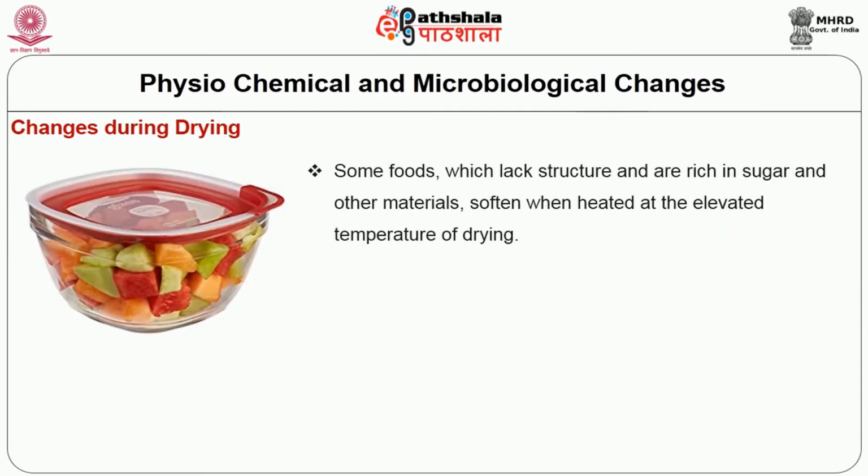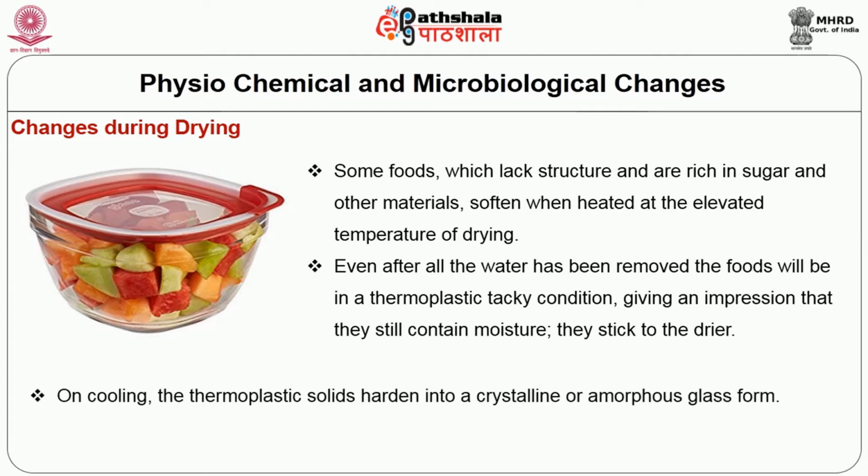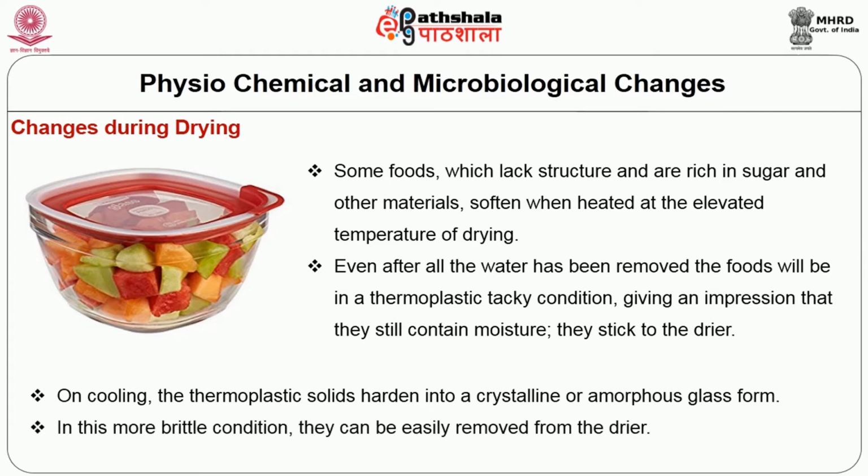Some foods which lack structure and are rich in sugar and other materials soften when heated at the elevated temperature of drying. Even after all the water has been removed, the food will be in a thermoplastic tacky condition, giving an impression that they still contain moisture. They stick to the dryer. However, on cooling, thermoplastic solids harden into a crystalline or amorphous glass form. In this more brittle condition, they can be easily removed from the dryer.